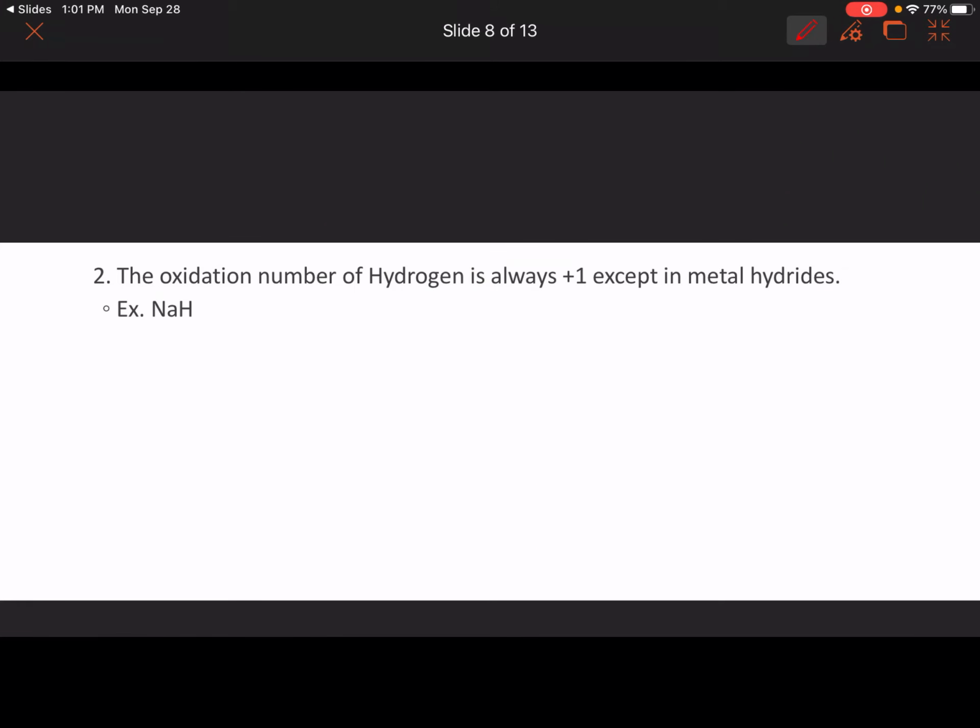Number 2, the oxidation number of hydrogen is always going to be +1, except in metal hydrides. Metal hydrides would be when you have a metal bonded to hydrogen. For example, we've got NaH here, sodium hydride, and I'm going to put the oxidation numbers on top. When hydrogen is bonded to a metal, it is no longer +1. So hydrogen is always +1 except when it's bonded to a metal. In this case, the sodium is +1, which means the hydrogen is going to be -1.